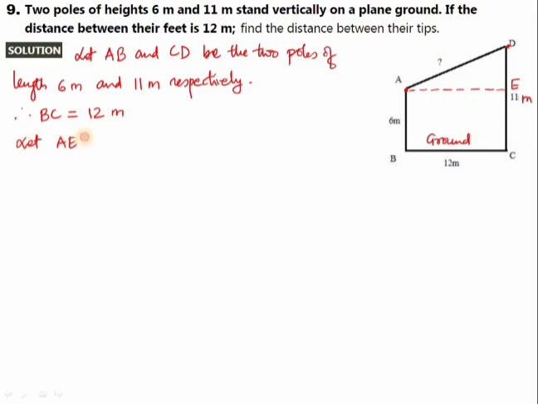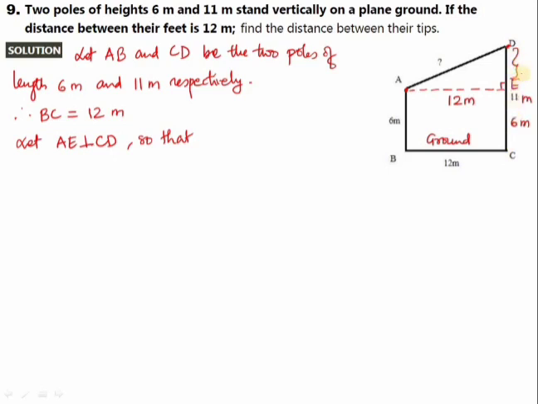Now let AE be perpendicular to CD. Now look at this. If you draw this perpendicular here, this AE is also going to be exactly 12 meter, remember. Now what will be EC? EC will be again 6 meters, isn't it? So if I ask you how much is this DE, CD is 11 and EC is 6. So this DE will be how much?